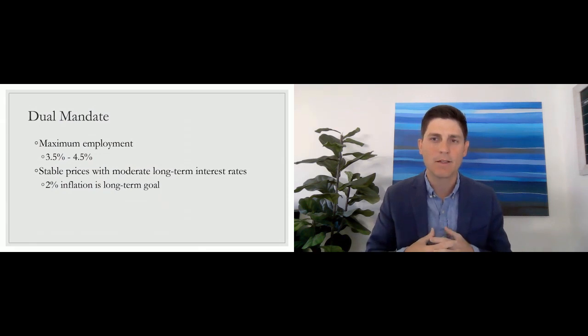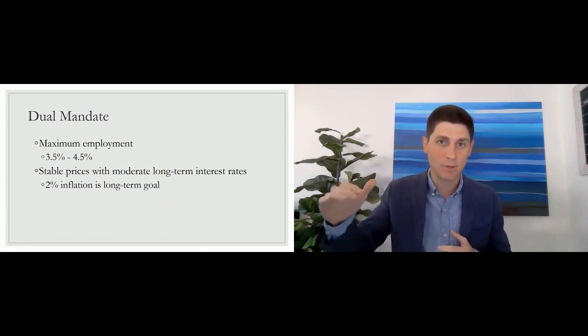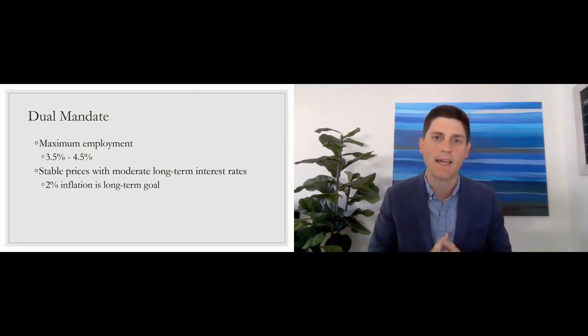So the Fed has come out and said, as recently as December of 2019, that the long-term average unemployment rate should be somewhere between 3.5% and 4.5%. That's why when this coronavirus stuff happened and unemployment soared to 15%, the Fed really had to step in and take some action to get that back down.